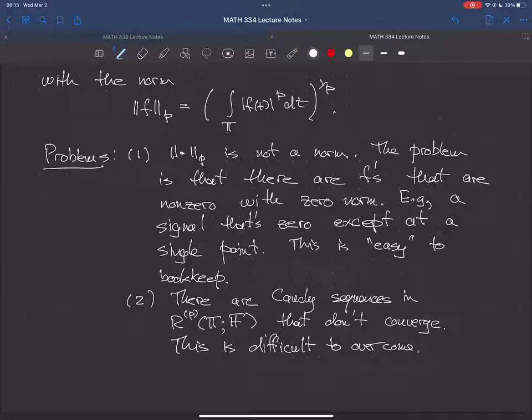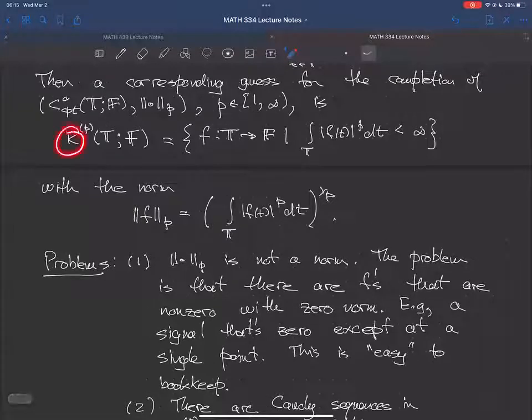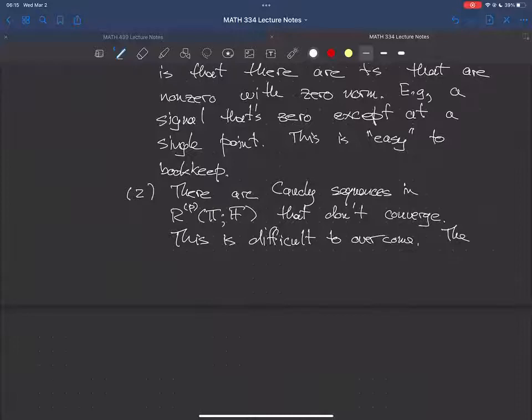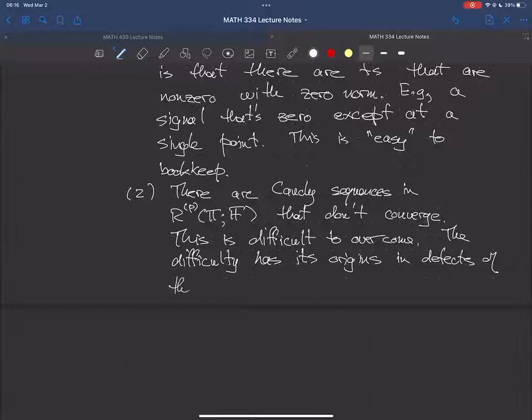In the sense that it's not just an elementary adjustment that you need to make to certain definitions. What the problem here, it turns out, is R, which refers to this integral that I'm taking to be the Riemann integral, and it's a structural difficulty with the Riemann integral as it's normally known. Okay, so the difficulty has its origins in defects of the classical Riemann integral.